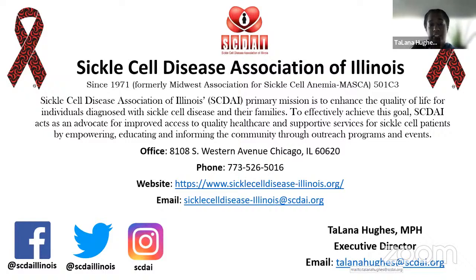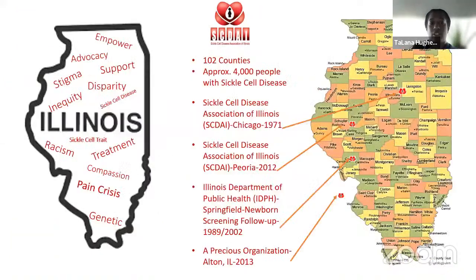This was really just the slide I had, and then the other slide shows the entire state of Illinois. This was just to show a bigger picture. I know we had some other maps, but just to show the spread of our state and the many 102 counties that we have, and the approximate number of individuals that we have with sickle cell disease, because unfortunately we don't have a state registry. So I think there's a lot of work that has been done, but we know that there's a lot more work that needs to be done. Thank you.